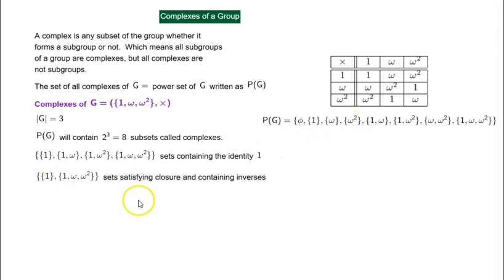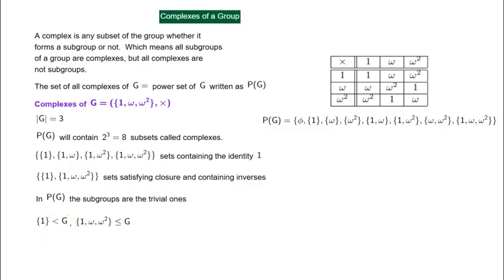Now we use the closure property and the inverses to again filter out those subsets which are not closed and which do not contain the inverses of the elements of the set. So we are left with only these two. So in the power set of G, the subgroups are the trivial ones. That is the one which contains the identity only, and the other which contains all the elements of the group. This is a subgroup of G, and this is a subgroup of G. This is more specifically a proper subgroup of G.